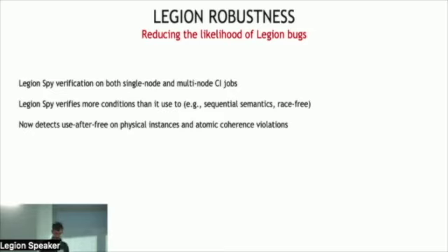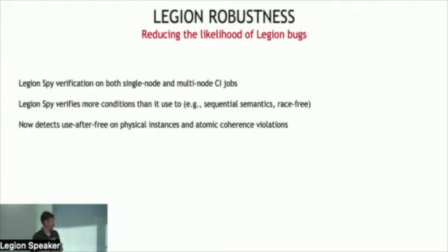So Legion Spy is our tool that we use for formal verification of the Legion runtime, checking to make sure that it's actually computing dependencies correctly and maintaining coherence and the sequential semantics of your code. Right. And we've done a lot to make Legion Spy more robust and check more things. It checks things like use after free and physical instances and atomic coherence and all sorts of parts of Legion that it didn't check before.